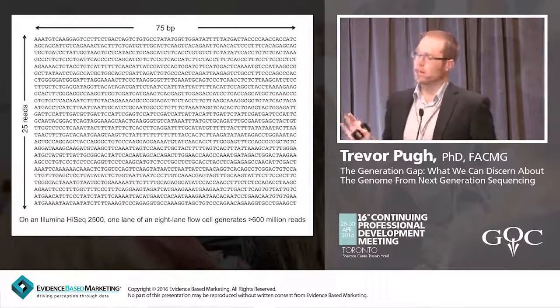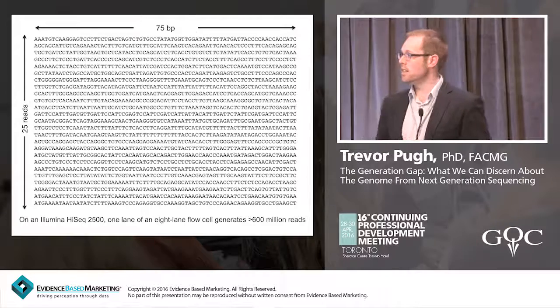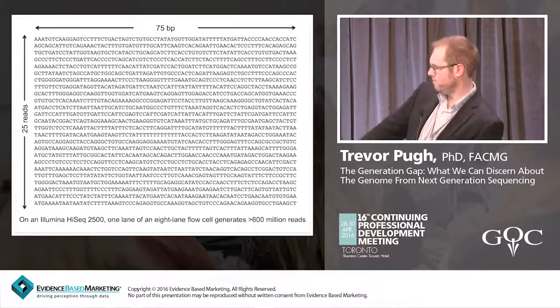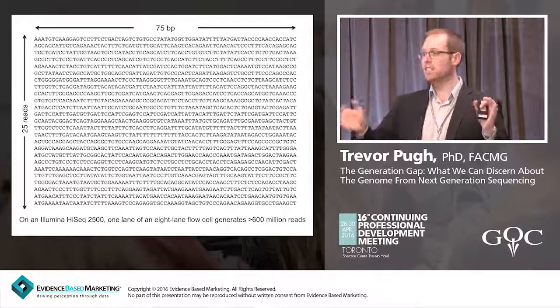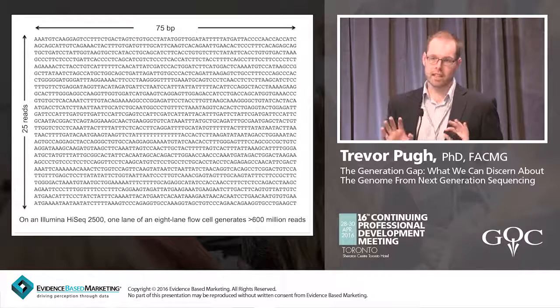So this is literally what comes off of a next-generation sequencer. It's a massive text file of As, Cs, Ts, and Gs. So this is 25 reads of the 600 million reads that you'll get from one lane. So we actually generate 8 lanes of these. So you can just, by eye, appreciate the scale of data. So data generation is really not the challenge here.